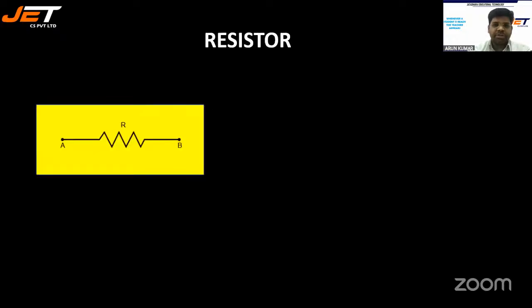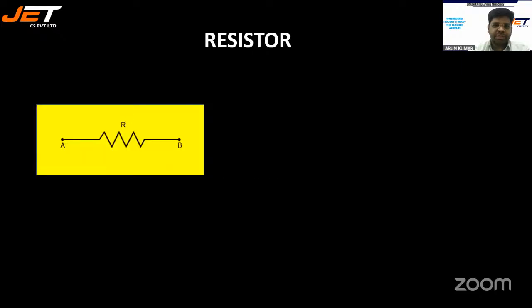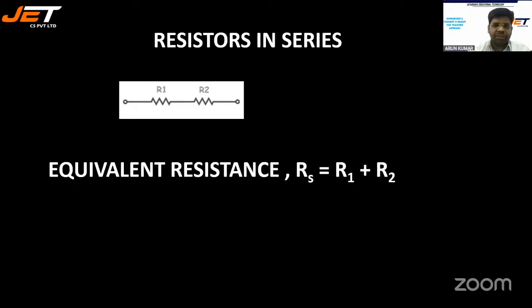Yeah. Let's have a resistor like this. When I have two resistors, the symbol for the resistor is this one, students. When I have two resistors in series, equivalent resistance is given as sum of the individual resistances. RS, or equivalent resistance in series, is given as R1 plus R2. R1 plus R2 is my equivalent resistance.